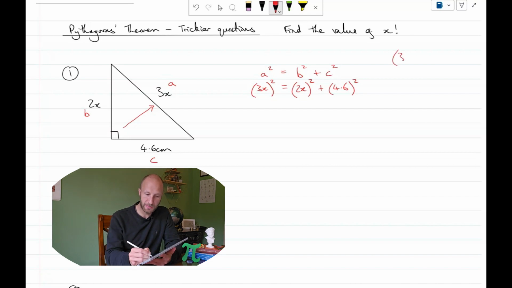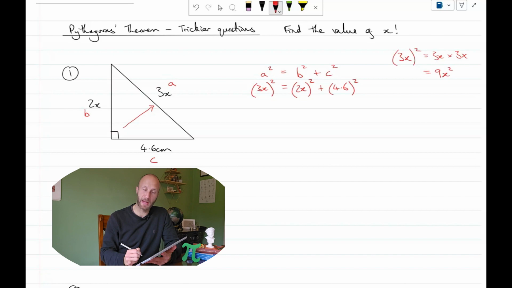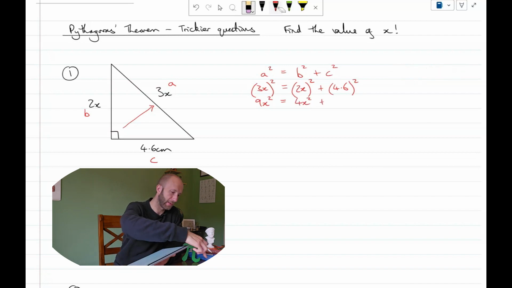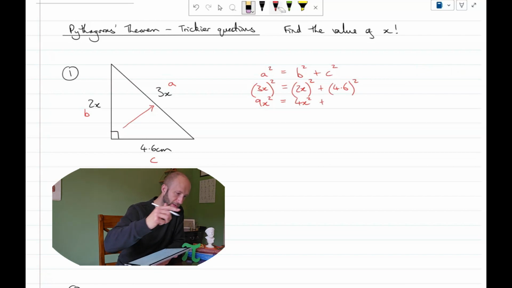So 3x squared means 3x times by 3x. So I need to multiply the 3's together to give me 9, and I need to multiply the x together to give me x squared. So (3x) squared is actually 9x squared, different from 3x squared, which is 3 multiplied by x squared. This is 3x all squared, so 3x times by 3x. And the trick here is to square the 3 and square the x, and you can do it in one fell swoop. Same with the 2x all squared. I square the 2, which is 4, and I square the x. So this will be 4x squared. And then when I square 4.6, I can use my calculator to help me. So 4.6 squared is 21.16.